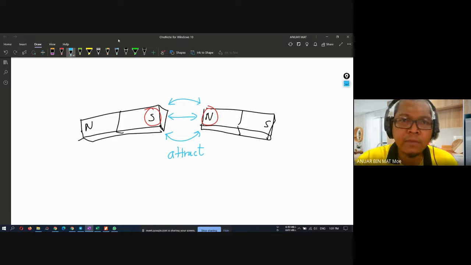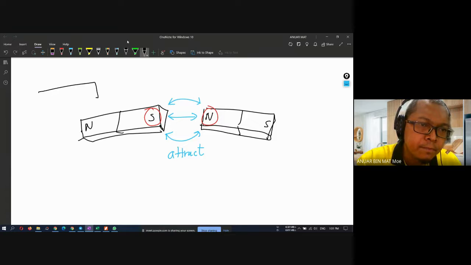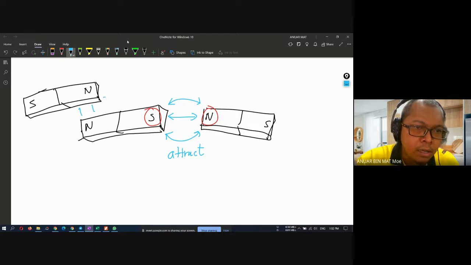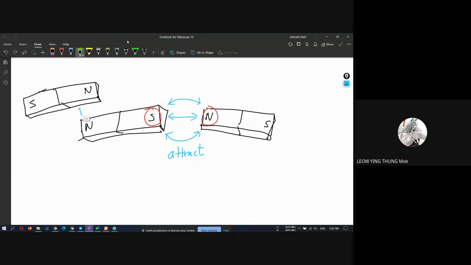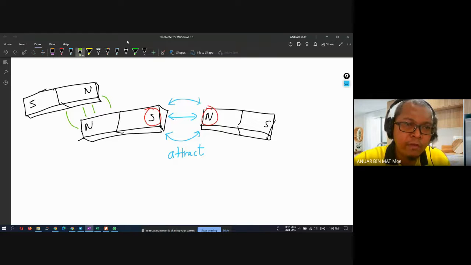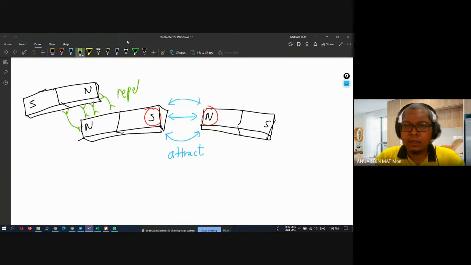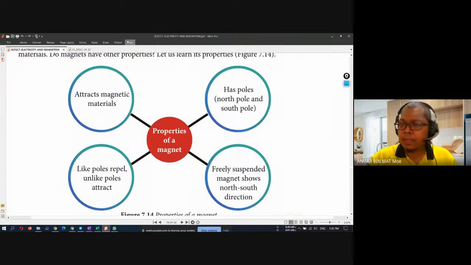Vice versa. For example, if I draw another magnet over here, this is north, and this is south. What happens to the magnet here? It will attract or it will repel? Same polarity, right? Repel. Good. This is the same polarity, north and north. It will repel. It will not attract. Can you understand this? This is the third property of a magnet. Okay, next one.